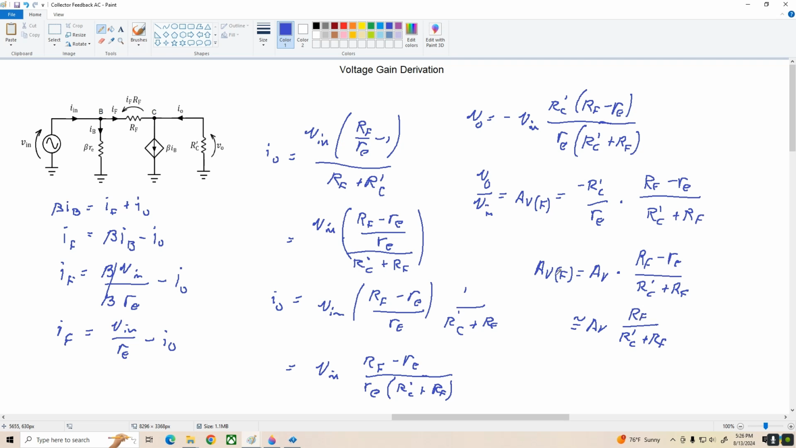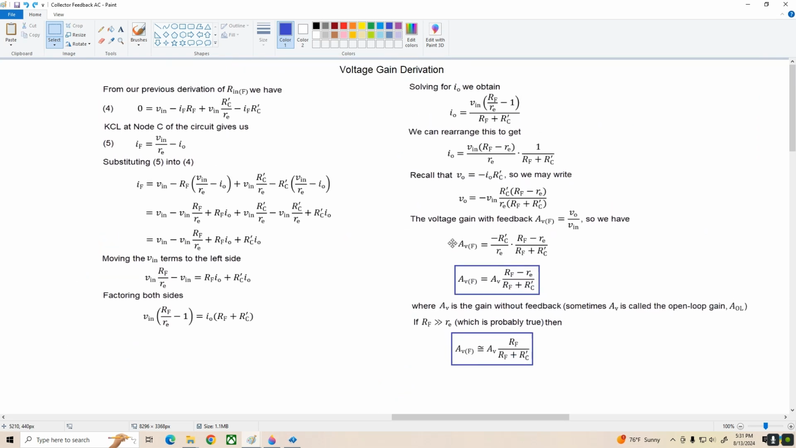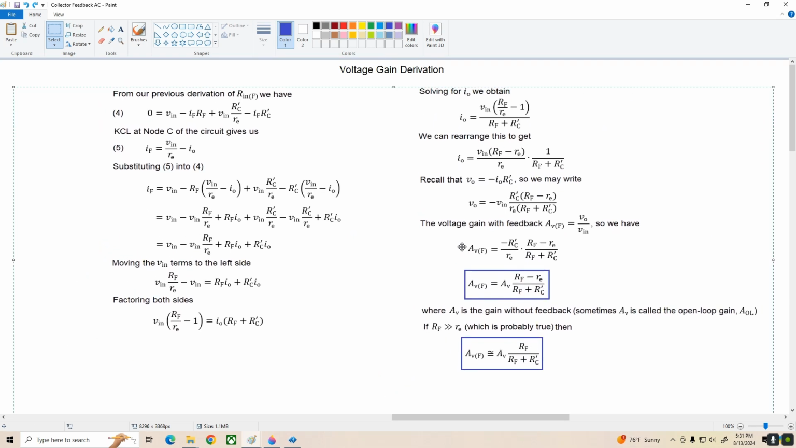So our actual voltage gain with feedback is going to be slightly less than the open loop voltage gain. And if you want to be really accurate, you can use this version of the formula, but this one is probably going to be the one that's most useful. Now, as always, I've got a nice version of this derivation for you, so let me paste that in here. And there you go. You've got something worthy of a screen capture.